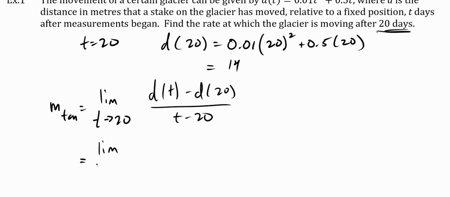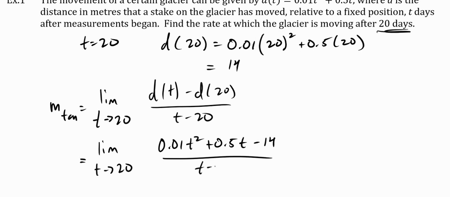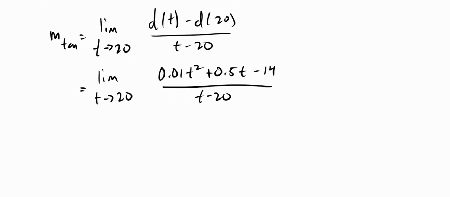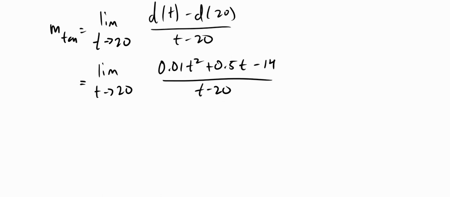So then, what happens here? D at t is 0.01 t squared plus 0.5 t minus 14 over t minus 20. There are two things that you can do here. Well, there's sort of more than two things, but I would recommend two different ways of doing it. We know that the t minus 20 has to be a factor that comes out.